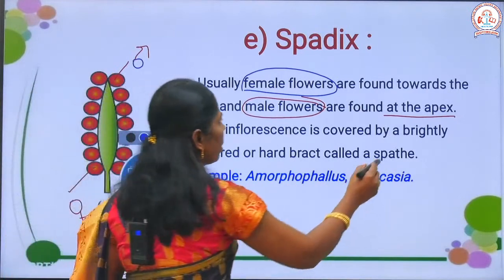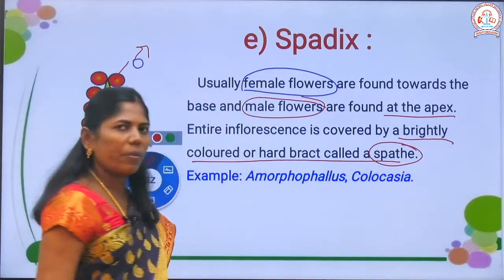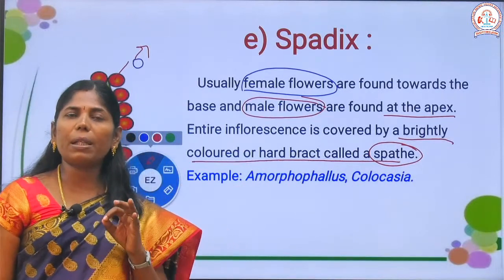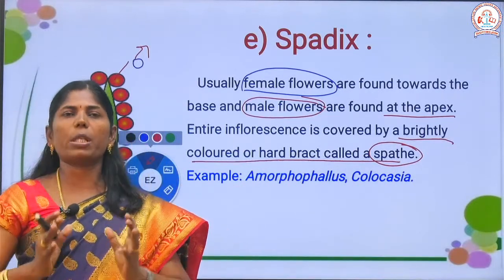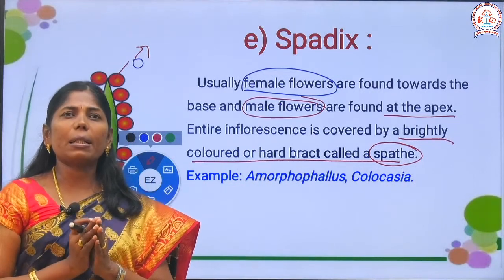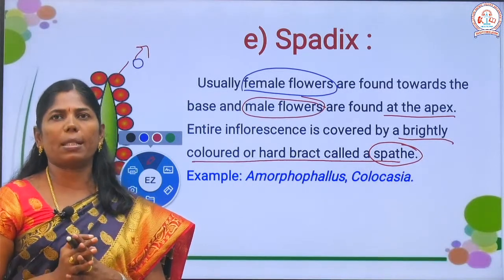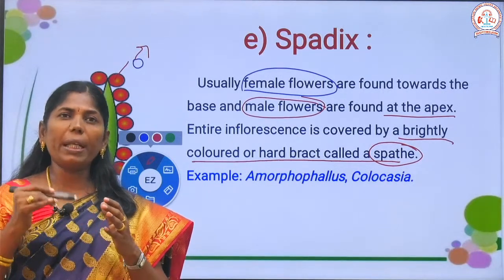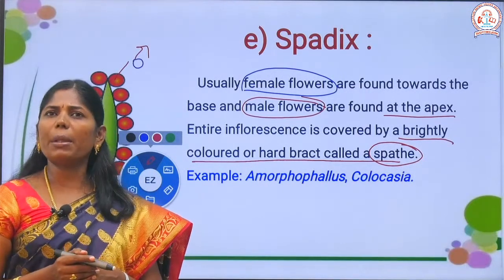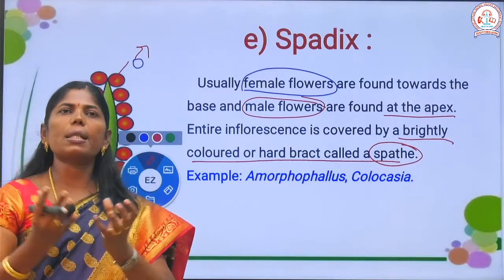The entire inflorescence is covered by a brightly colored bract called the spathe. We can see the spathe in the coconut, that's a woody spathe. The same spathe we can see in the banana. Banana flower சுத்தி ஒரு spathe இருக்கும் பாத்தீங்களா, அதுவும் Spadix type தான். In the banana flower three types of flowers are arranged: staminate flower, pistillate flower and bisexual. What is staminate? That is a male flower. Pistillate means female flower, and in the center we can see the bisexual flowers.